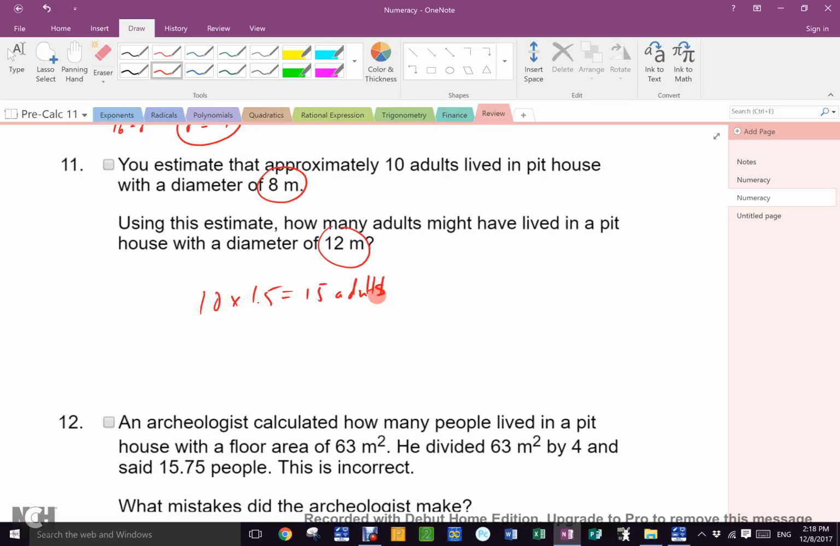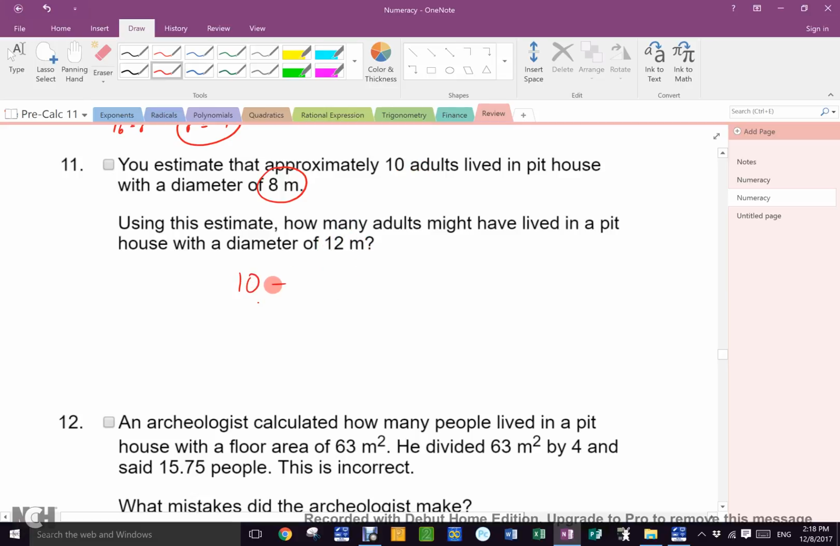Pit houses are what shape? Round. Which means every time you increase the radius, area is pi r what? Pi r what? Say it again. Does area of a circle go up in a line? Yes or no? No, because radius is squared, so it goes up in a curve, doesn't it? So you can't do that. What you had to do was this.